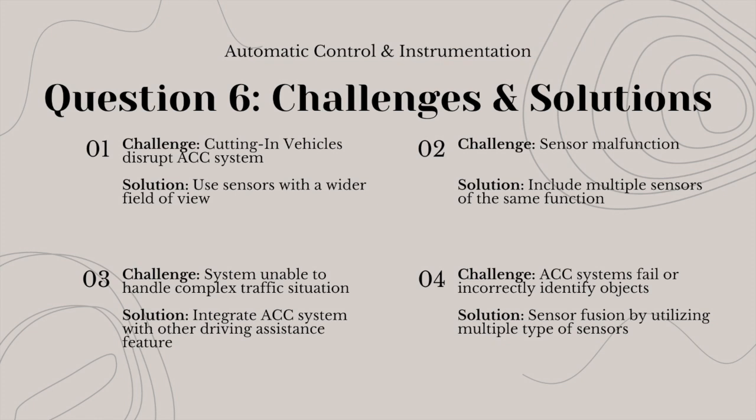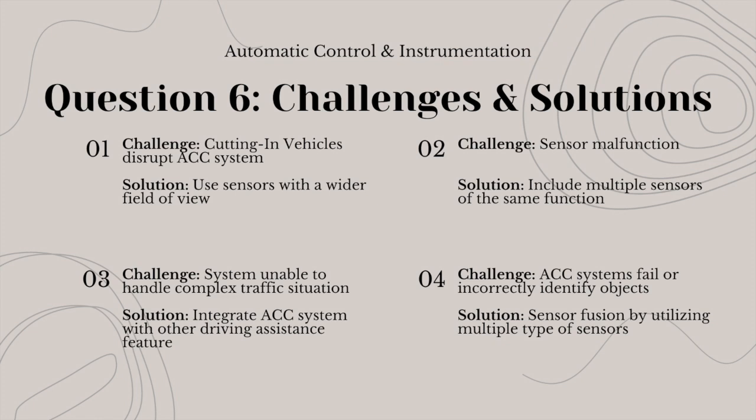For the third challenge, ACC systems often struggle with complex traffic situations, such as heavy congestion, intersections, or mixed traffic types, where precise and rapid decision-making is crucial. To address this, we can integrate ACC with other driver assistance features like lane keeping assist and traffic sign recognition. These systems work together to provide a comprehensive understanding of the driving environment. For example, integrating lane keeping assist ensures that the vehicle maintains its lane even in complex scenarios.